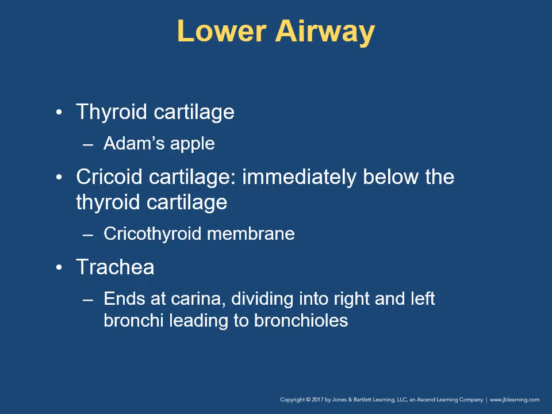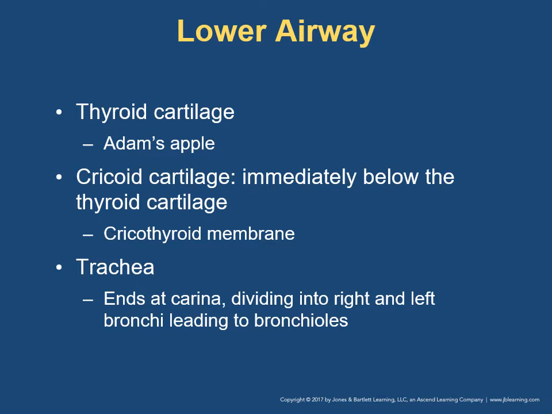The lower airway, you have the thyroid cartilage, which is the Adam's apple. It forms the anterior part of the larynx, anterior meaning the front part. Tiny muscles open and close the vocal cords and control tension, and sounds are created as air is forced past the vocal cords, making them vibrate. You have the cricoid cartilage, which is immediately below the thyroid cartilage, and in between those two cartilages, you have a cricothyroid membrane.